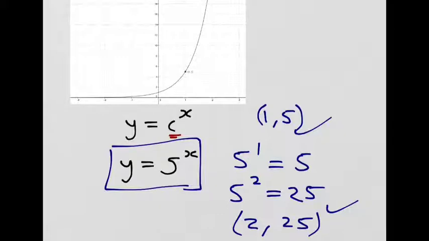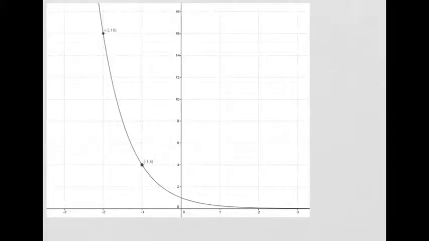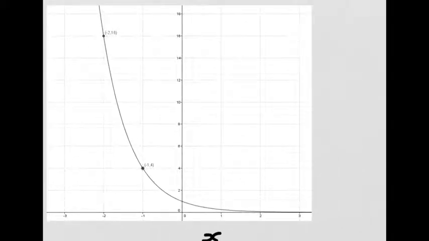Okay, next page. Let's take a look at this one. Here's another graph that we're going to find the equation of. We've got the points (-2, 16) and (-1, 4). And again, it's going to be in this form: y equals c to the x. And we want to figure out what is that value c, such that these points work.